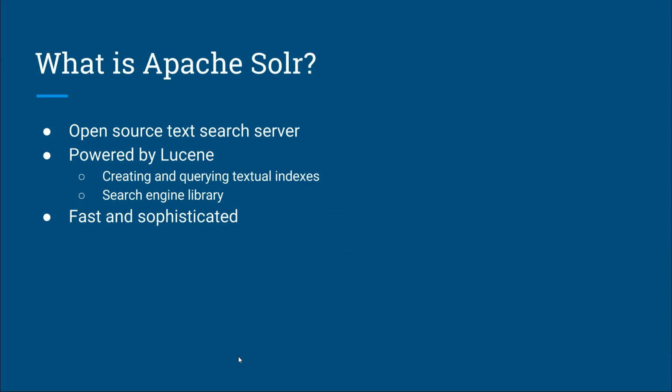So first of all, what is Apache Solr? It's an open source text search server that is probably also the most used search server in the world. It's powered by a very powerful search engine library called Lucene, which is developed in Java. Lucene is designed to create and query textual indexes, which is exactly what we have in Solr. Both of them are very fast and very sophisticated.